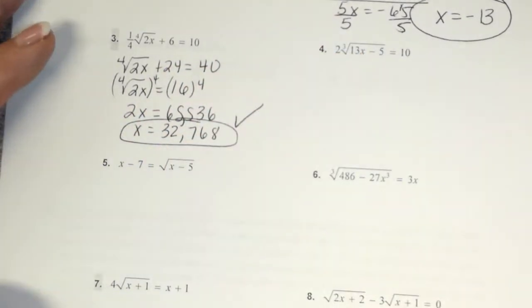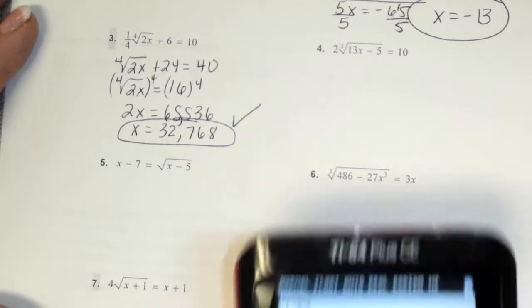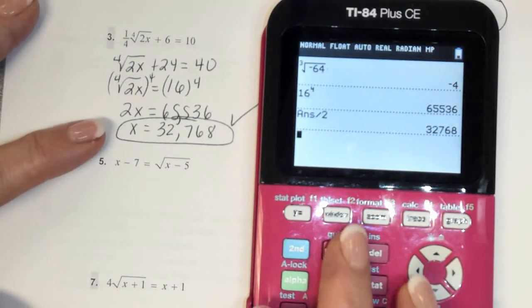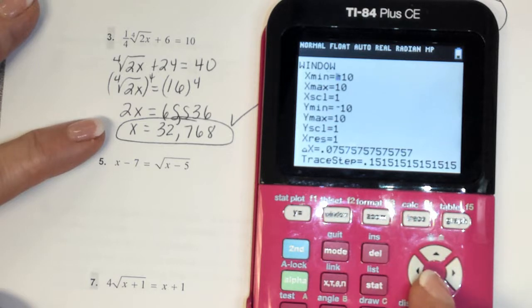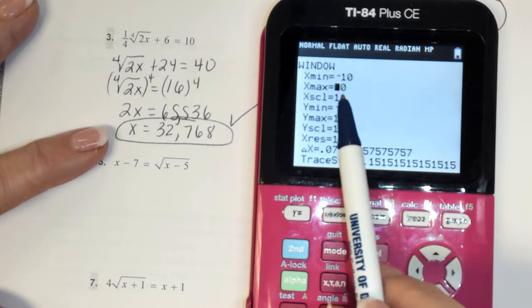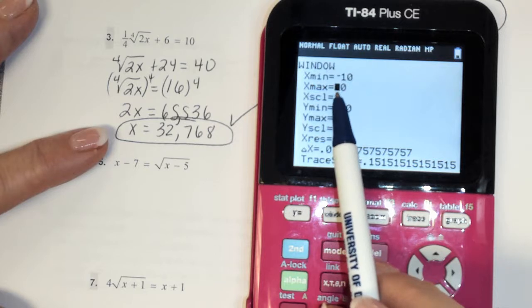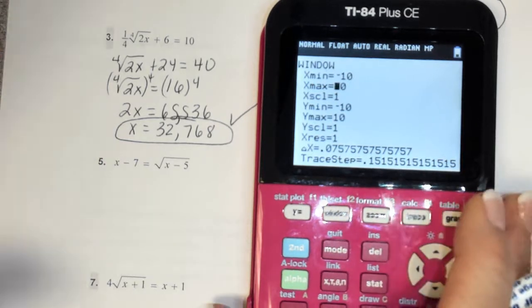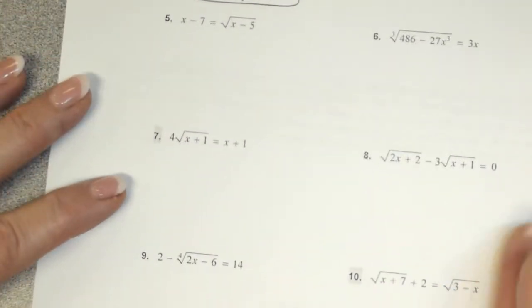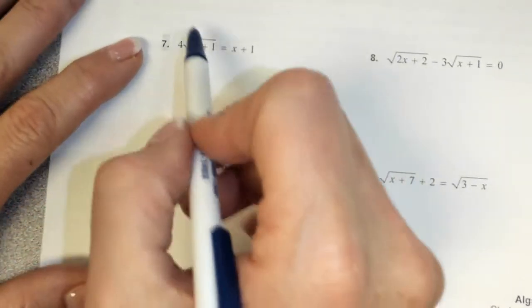It actually is. Now that would be difficult to do on the calculator. What would I have to set my window to be able to see that solution? Yeah, my X max is going to have to be at least like 33,000 to be able to see it. So it's probably not worth checking that. We're just going to have to go with it. All right, number 7.